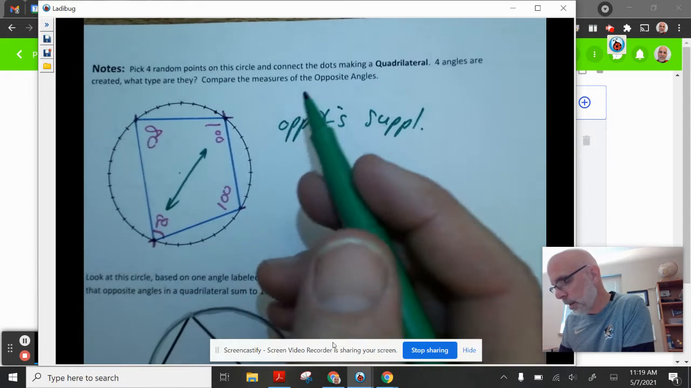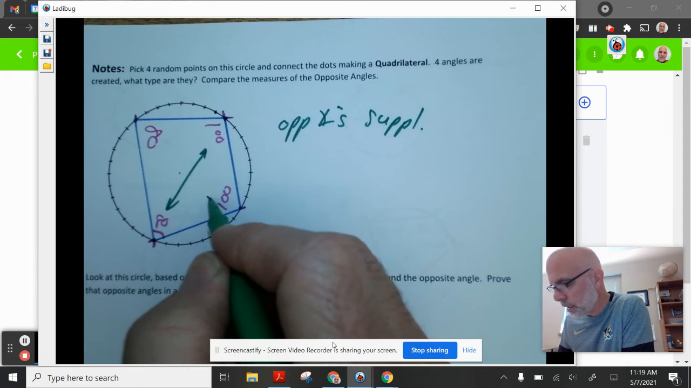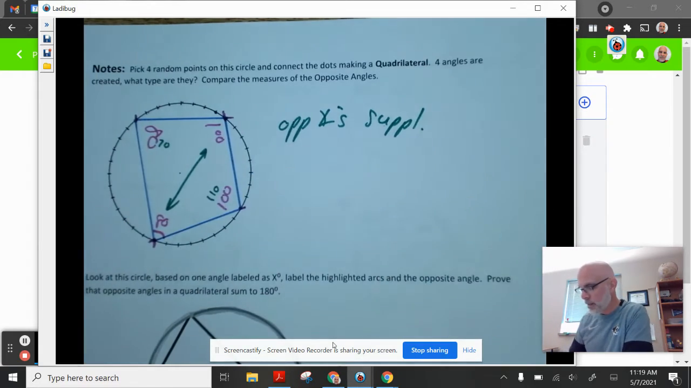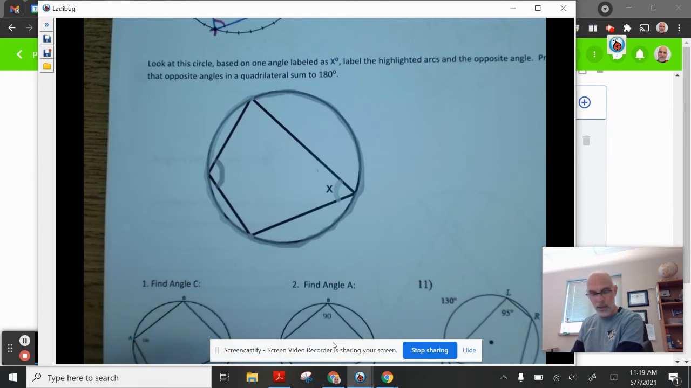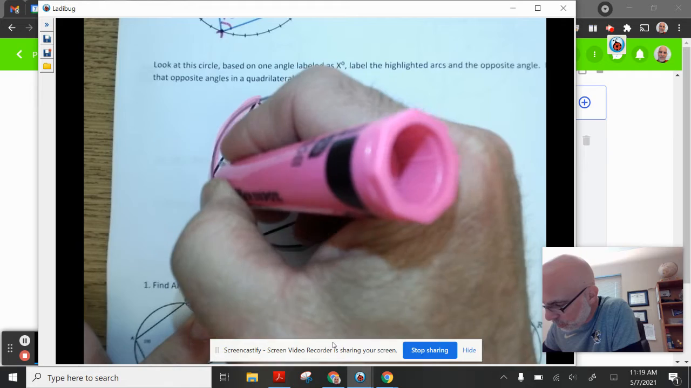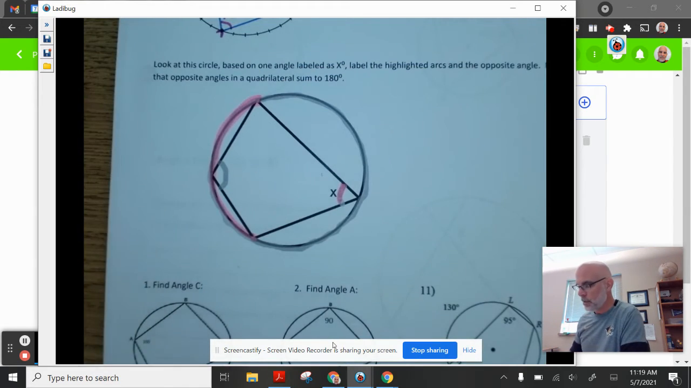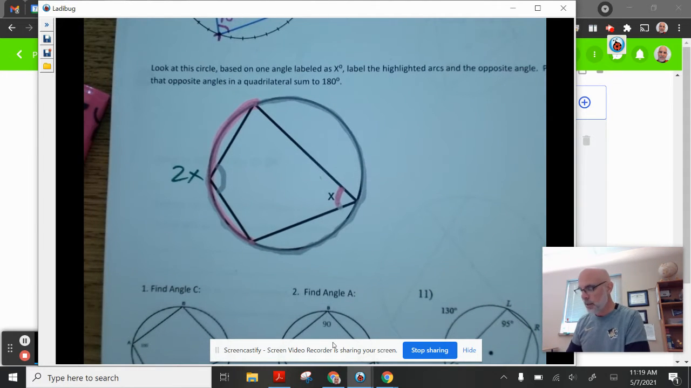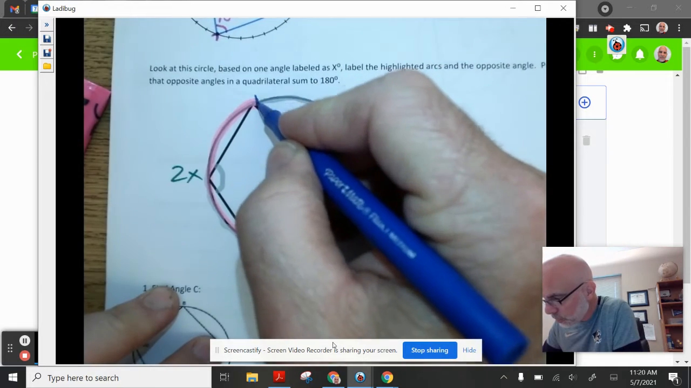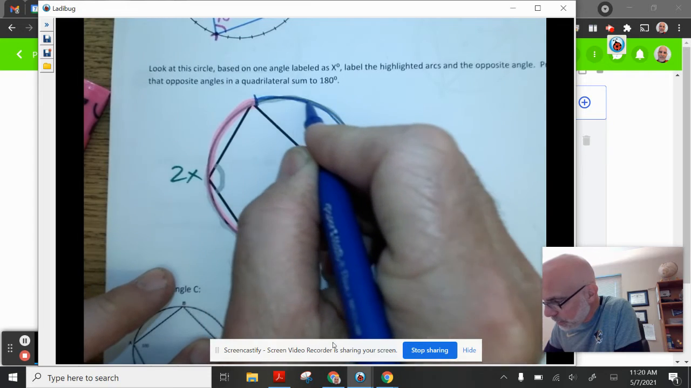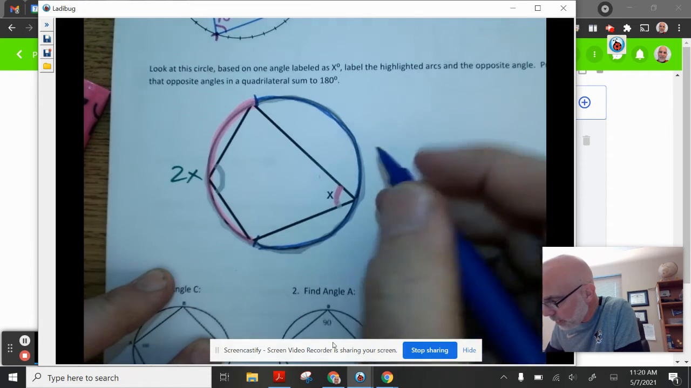What I mean by that, for example, is if this was 110, this over here is going to have to end up being 70. It could work out that way. As a matter of fact, this is a problem where you can prove this. I could say that from x's point of view, this arc right here would have to be 2x because it's inscribed. Which also means this arc, the rest of the circle from here to here all the way around, would have to be 360 minus 2x.